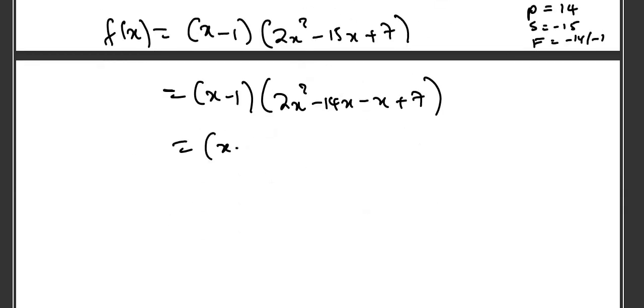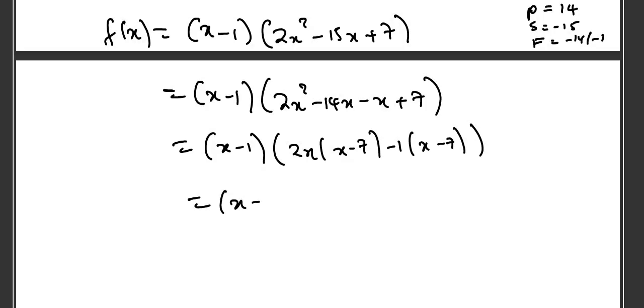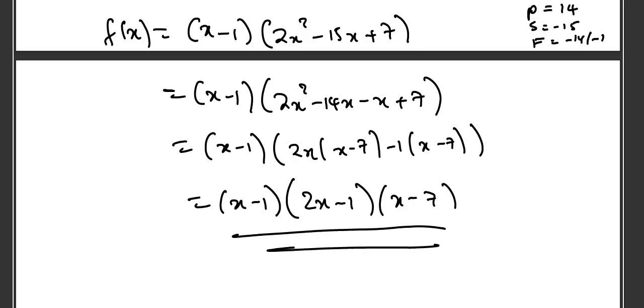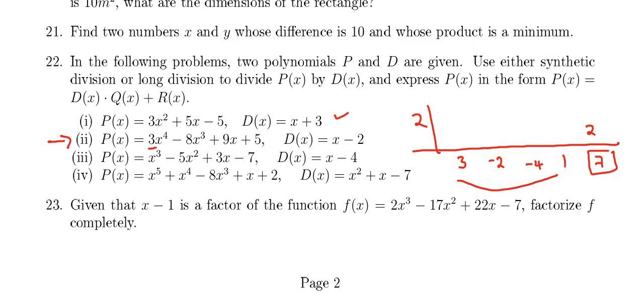This now is going to be x minus 1. This is 2x, then x minus 7. Then you have minus 1, x minus 7. This is going to be x minus 1. This is 2x minus 1, and you have x minus 7. This right here is what you get as the complete factorized version of f of x. So that's basically what you get here for your tutorial sheet number 3.